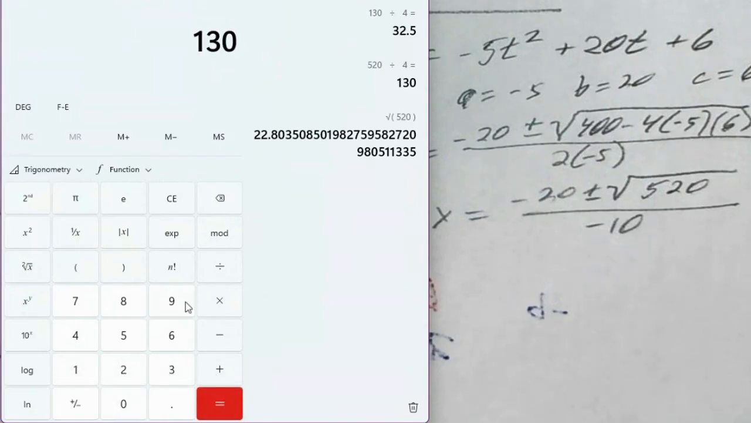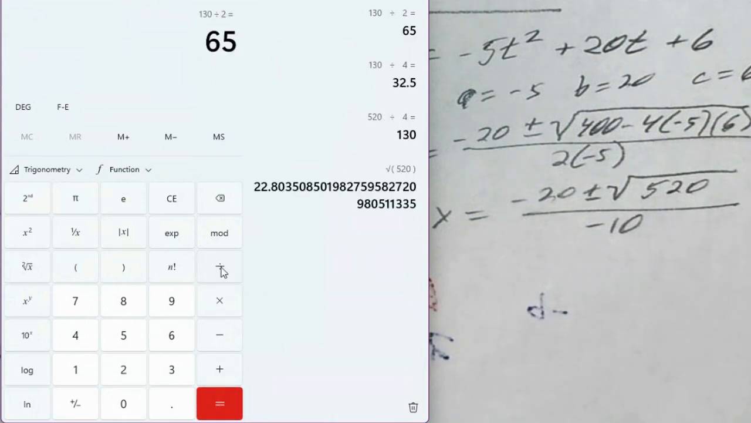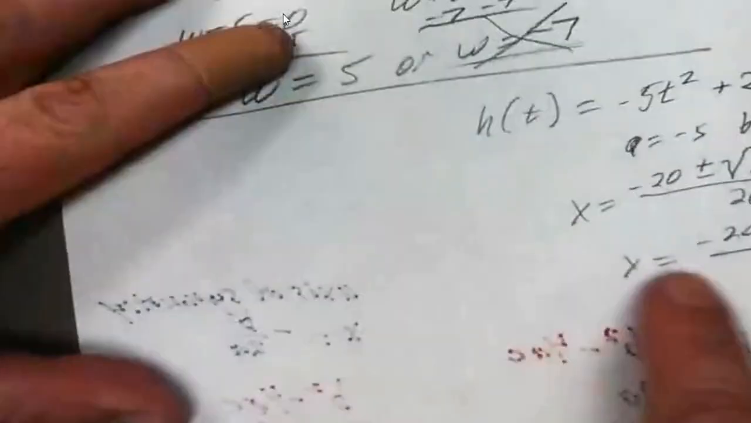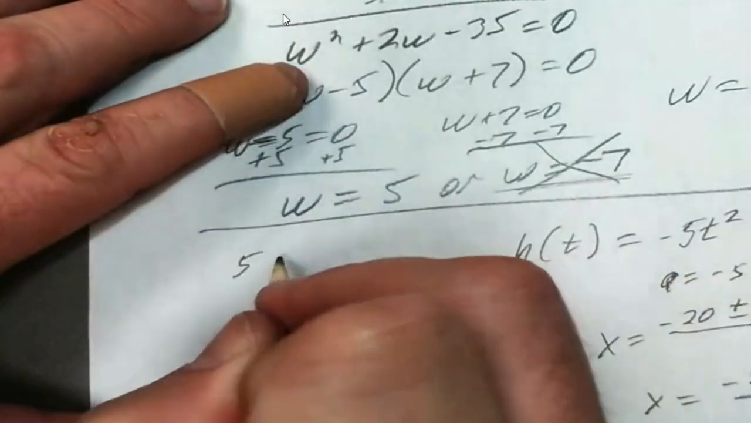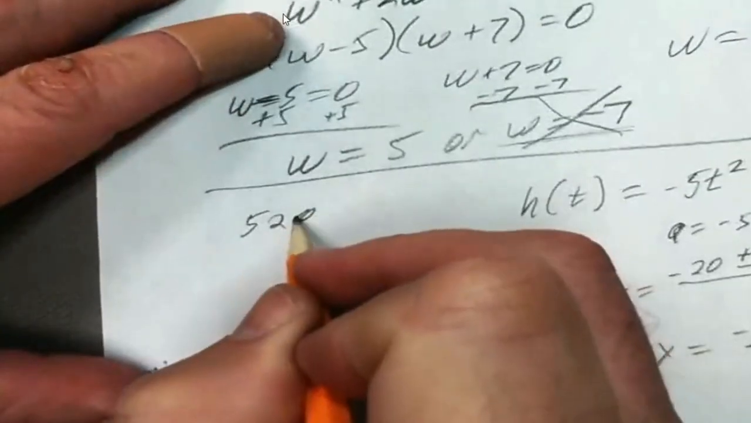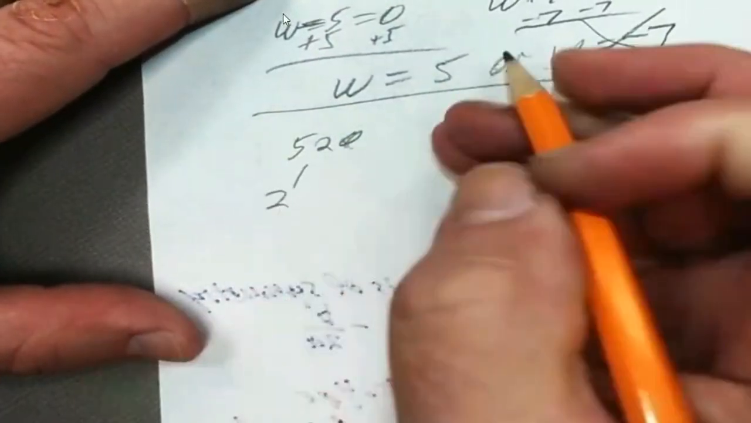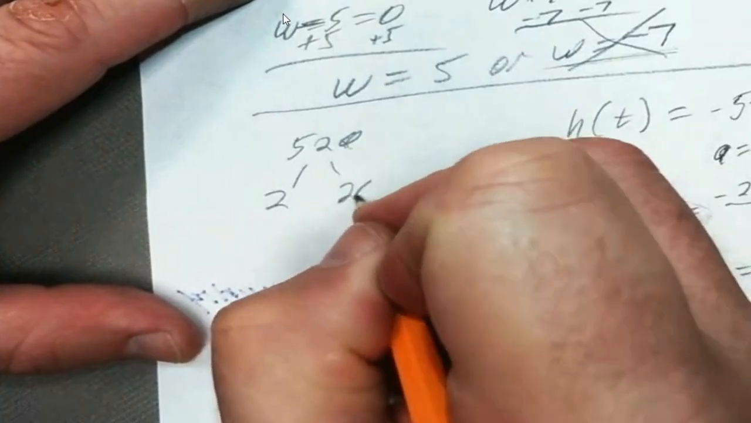130 is 65 times 2. 65 is 5 times 13. We may not be able to pull anything out more than that. If we're not exactly sure, break out 520 to all of its factors and see if you have duplicate factors. And we'll just start with the smallest factors we can pull out of it. This is 2 times 260.